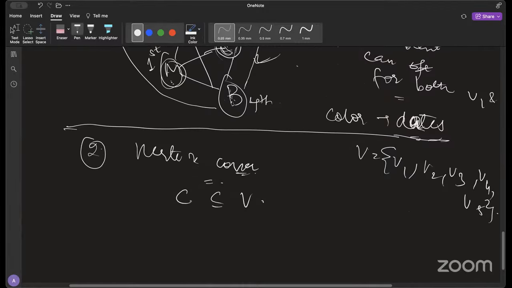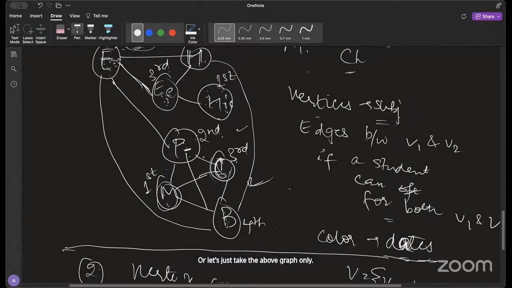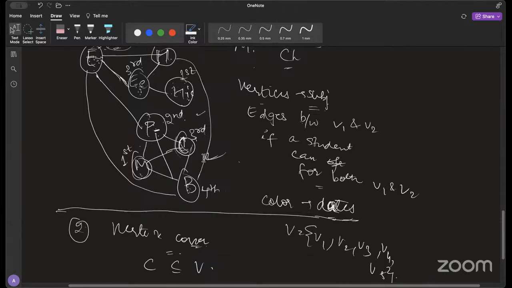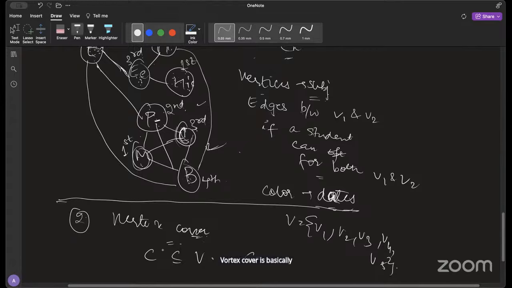So in vertex cover, what vertices do you take? Let's just take the above graph. Vertex cover means that you need to cover every edge. A vertex cover is basically a set. Let me just let you know what the definition is.